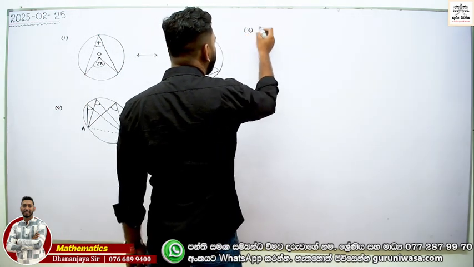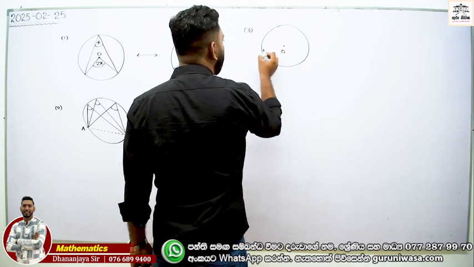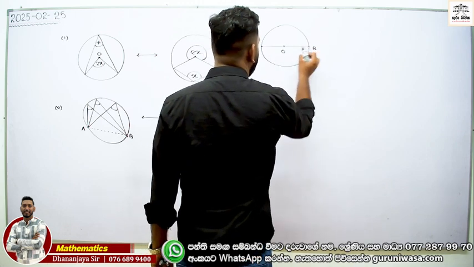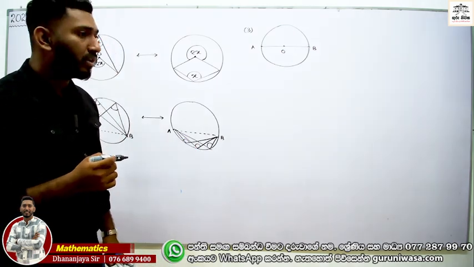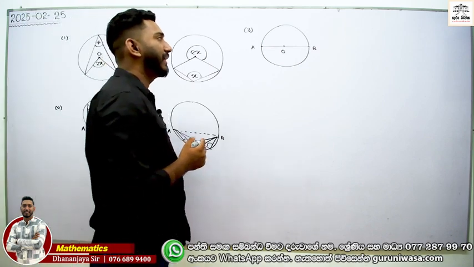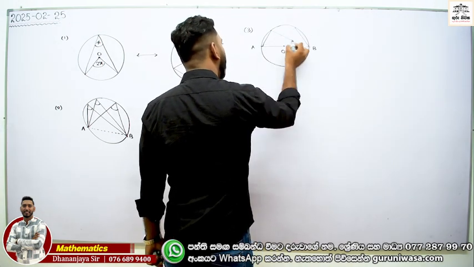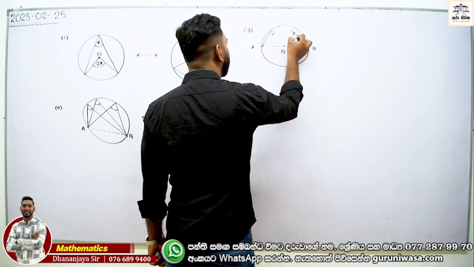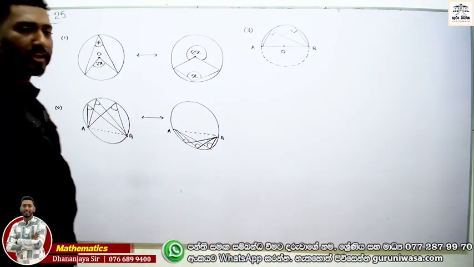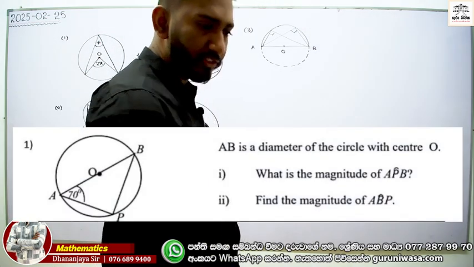Number three. Look at this. This one is very easy. Here is O, this one is A, and this one is B. I join AB through the center point, and we call AB a diameter. The angle in a semicircle is 90 degrees. This one we call a semicircle. Right. Now look at our first question.